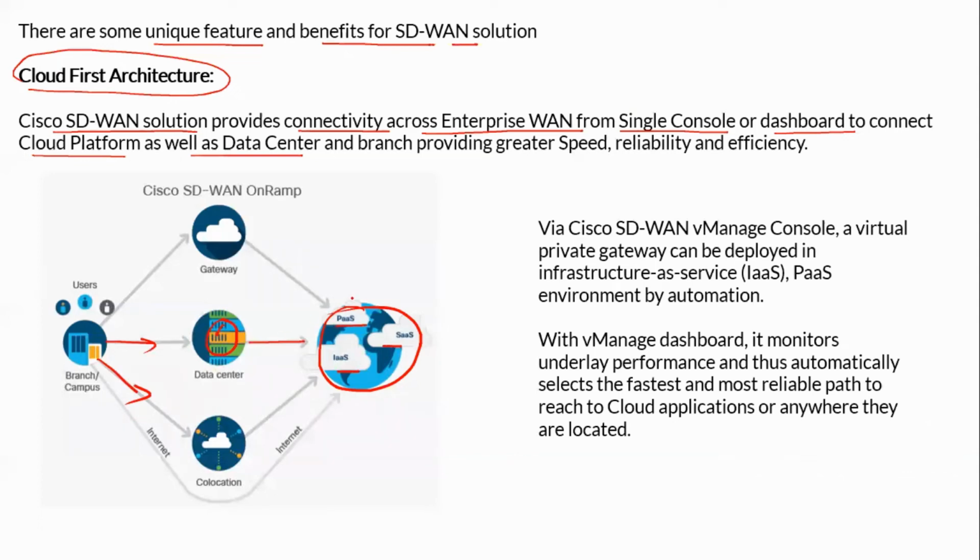And all those applications which are hosted in your cloud environment can very much be deployed via the SD-WAN vManage console. So vManage is a controller through which you can configure and monitor your SD-WAN solution. With the help of the vManage console, you can deploy your applications over IaaS, PaaS and SaaS environments, and also you can automate it.